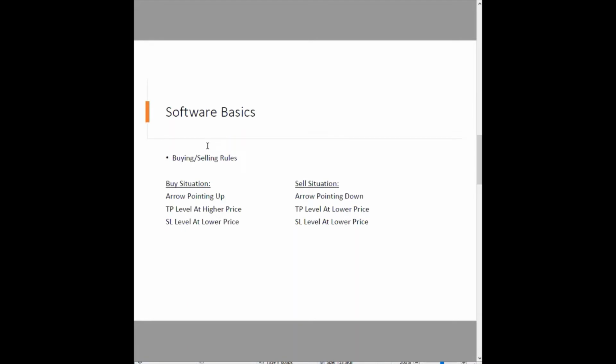Now the purpose of this software is to show you the opportunities, to alert you when there's an opportunity to buy and when there's an opportunity to sell. Remember, for those of you that are new, the market has two options. It's got two actions: it goes up or it goes down.